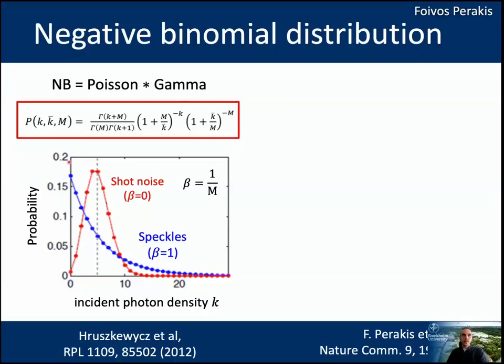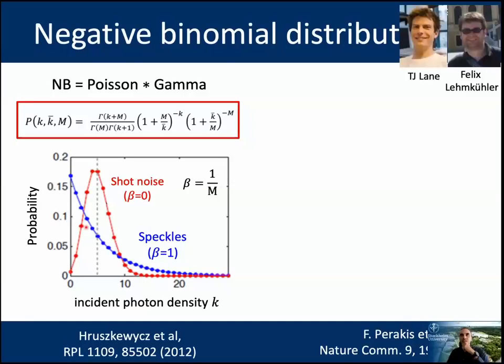intensity distribution. This mathematical expression has this K bar that I mentioned a moment ago, the photon density, essentially the number of photons divided by the number of pixels. K is the same, but on a per pixel basis. And M is related to the speckle contrast. It's 1 over the speckle contrast, and is called the number of modes. Here you see a probability distribution versus the incident photon density. This is basically how the intensity is distributed on your detector. If it looks like the blue curve, you have speckles. If it looks like the red curve, you have noise.